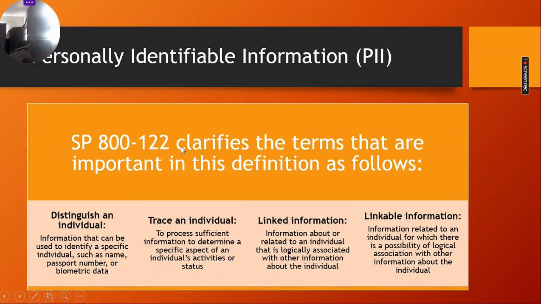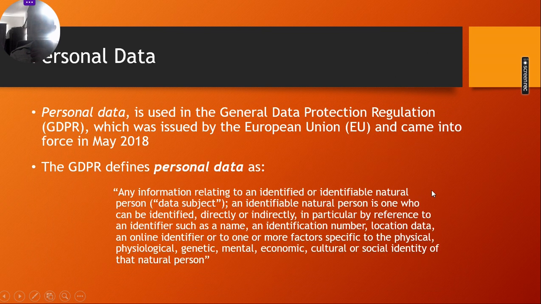Now, this personally identifiable information is classified into 4 different segments. We say something that distinguishes an individual is personally identifiable information. Something that can be used to trace an individual is personally identifiable information. Something that is linked, like one set of information and another set of information together, is personally identifiable information. And then something linkable, something that creates a possibility of linking information, is part of personally identifiable information. And let's move on quickly.